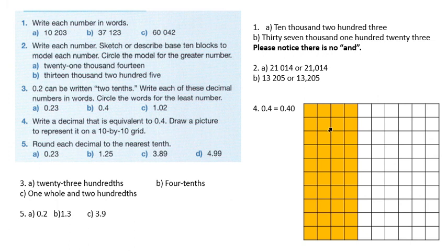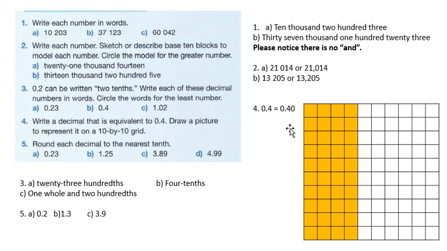Ignore the horizontal lines here just for a moment, because if we looked at this as having 10 columns, then 1, 2, 3, 4 of these columns are currently highlighted. That's 4 of the 10, or 4/10. That's where the 0.4 appears.